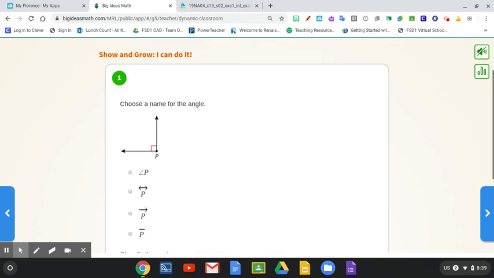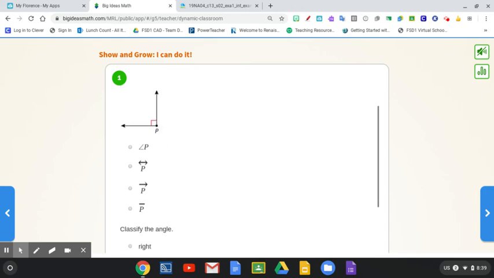Okay. The first one here, we're going to look at our directions. It says choose a name for the angle. And we're going to look at here, we have our two rays joined at our vertex or our common endpoint. And then I'm going to look at this representation here by the angle to kind of give me a clue, okay, for both parts of this question.